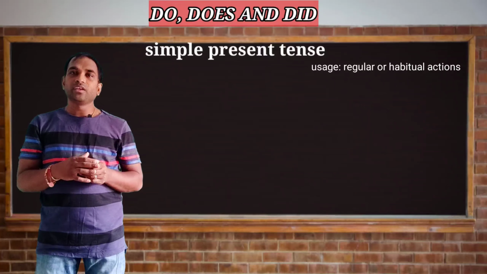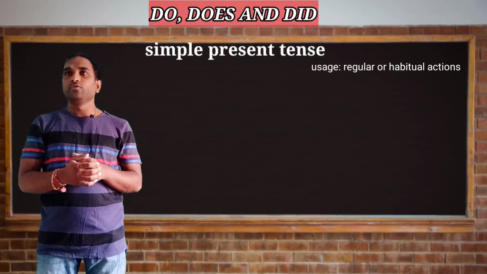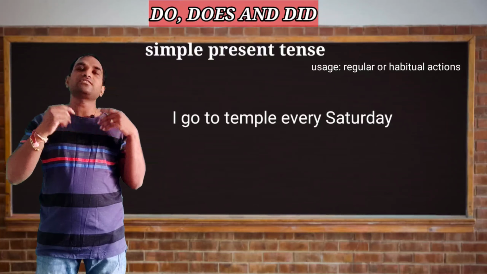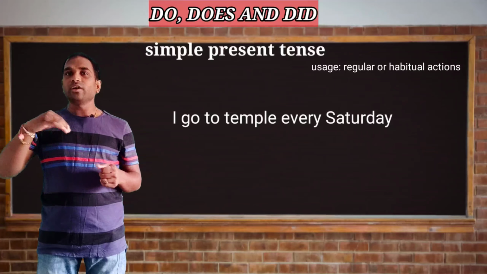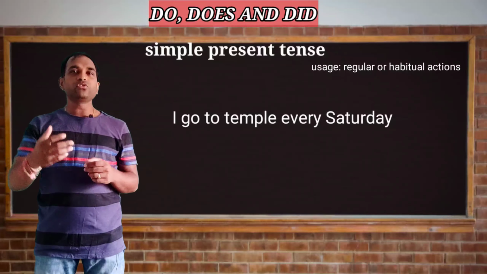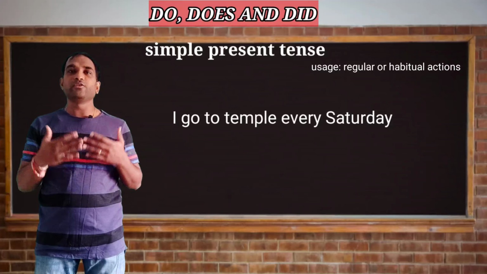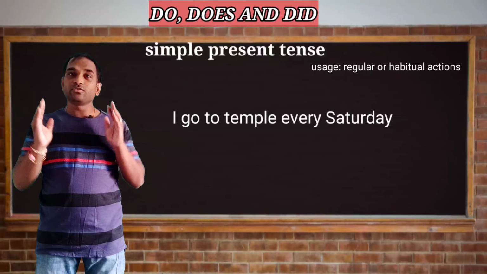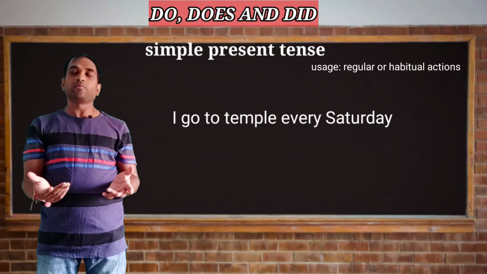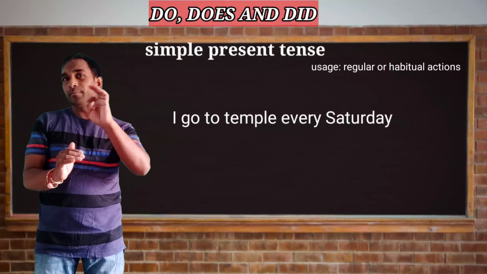For example, if you have the habit of going to a temple every Saturday, what would you say? You would say, I go to temple every Saturday. This sentence is in simple present tense. But we don't say I'm going to temple every Saturday, because it's a habit of yours and you go every Saturday, and you use simple present tense only. If it is not a habit, then you can say I'm going to temple this Saturday. But if it is a habit, you use simple present tense.